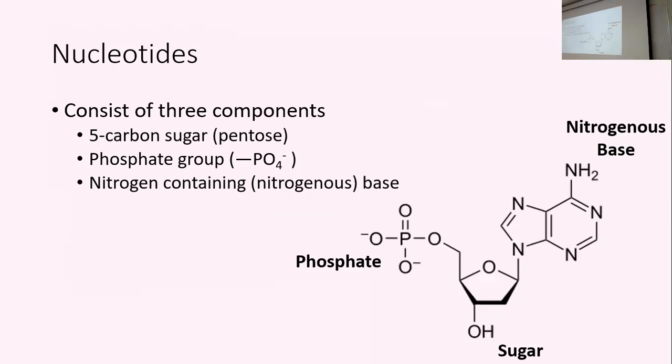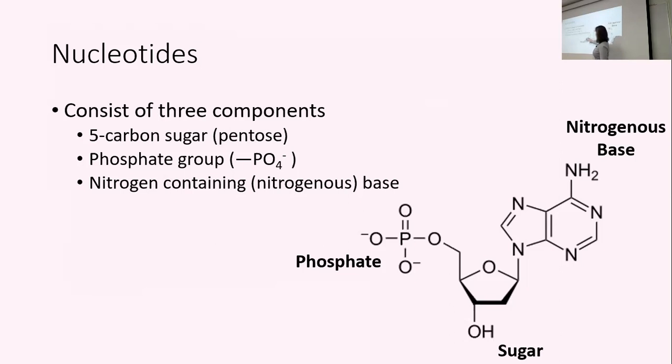So the nucleotide in a nucleic acid, our little monomer, has three main parts. We've got a 5-carbon sugar. I'm not ever going to ask you to draw molecules, so don't get super stressed about the molecule shapes, but just know the pieces that are in there. So there is a pentose, a 5-carbon sugar.